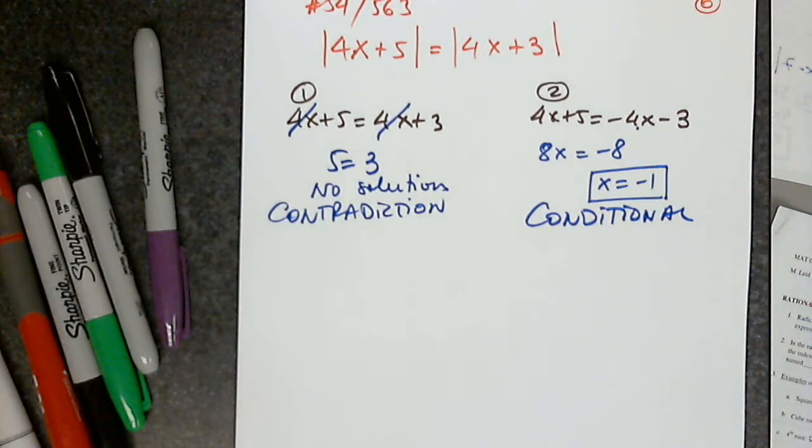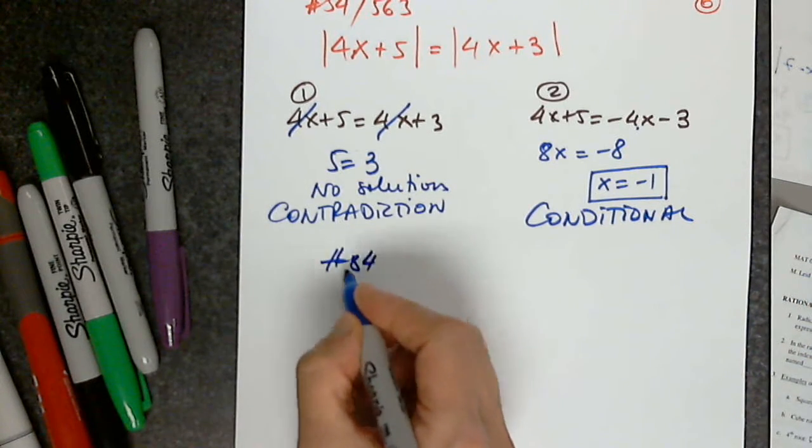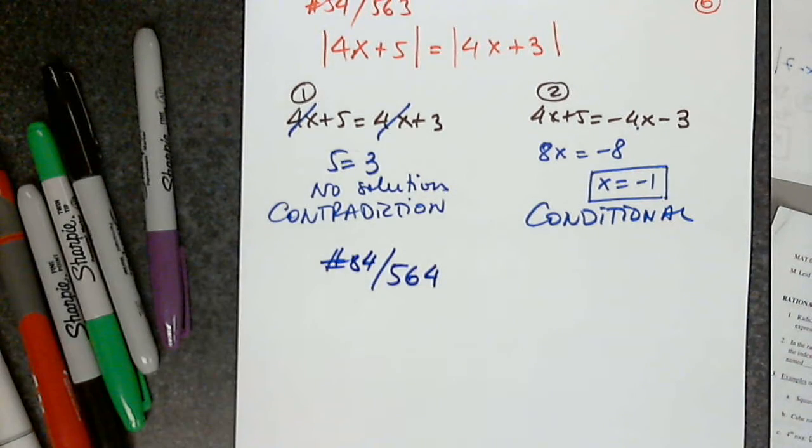Let's suppose, and that's question 84 on page 564. Let's read the question. Write an absolute value equation representing all numbers x whose distance from 7 is 2 units. Write an absolute value equation that represents values of x whose distance from 7 is 2 units. How will I express that? Distance from 7 is 2 units.